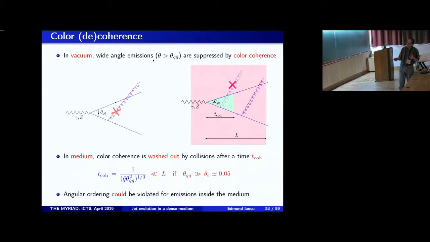On the other hand, emissions with very large formation times, much bigger than coherence, are emitted from an incoherent antenna. In that case, this quark and the anti-quark don't know about the color charges any longer, and there's no interference anymore.